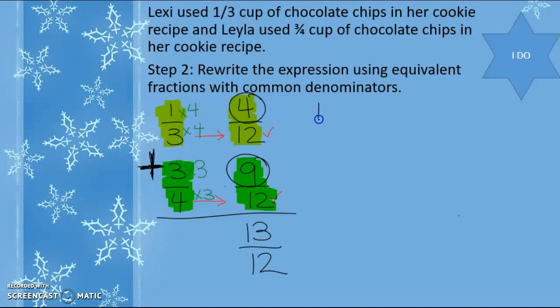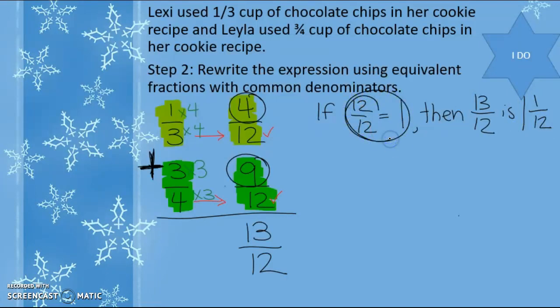Now, just a note, if 12/12 is 1, then 13/12 is 1 whole with 1/12 left over, right? Because 12/12 is 1. So then 13/12 is 1 whole with 1/12 left over. So we can write this as 13/12 or 1 and 1/12.